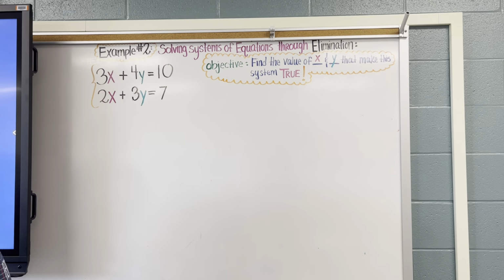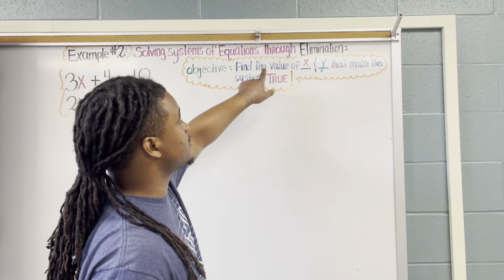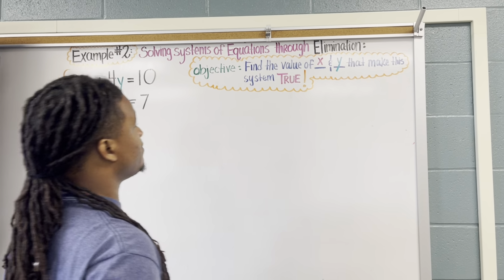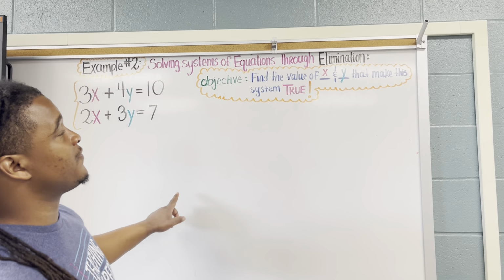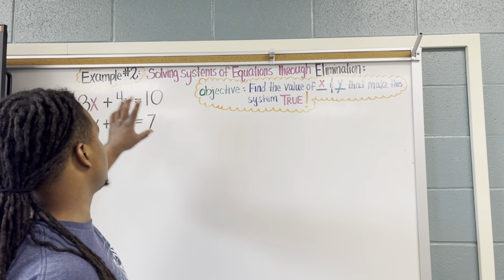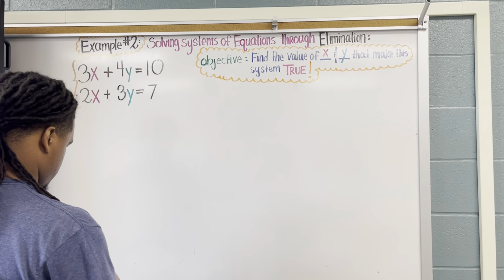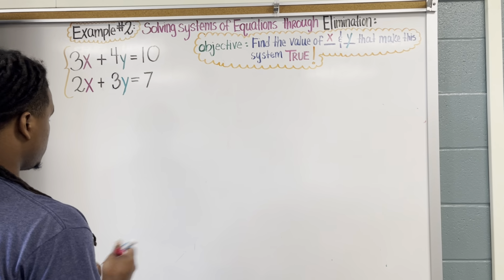Today, we're going to go over example 2 of how to solve systems of equations through the elimination process. Basically the objective is for us to find the values of x and y that make this system of equations true, okay? So, let me go ahead and get my markers ready because I'm ready to solve.